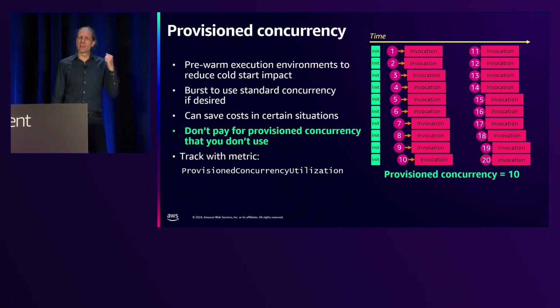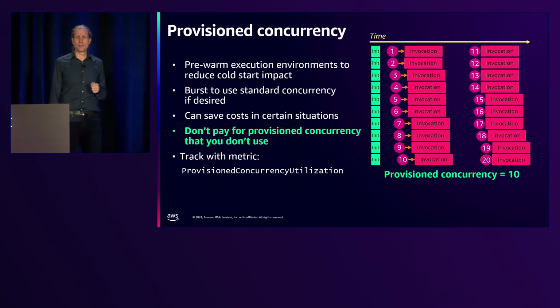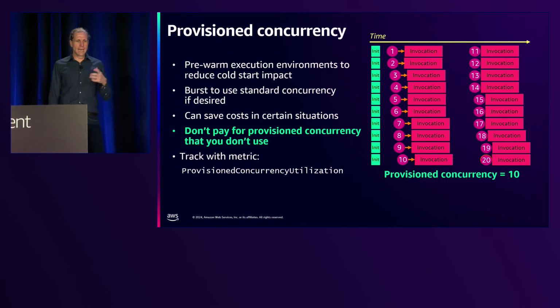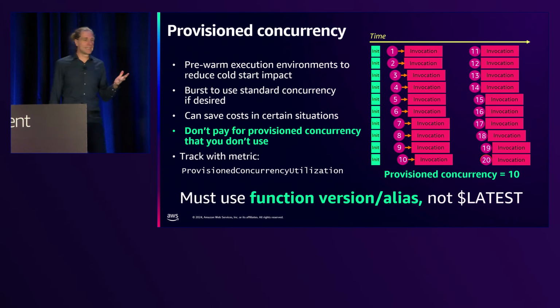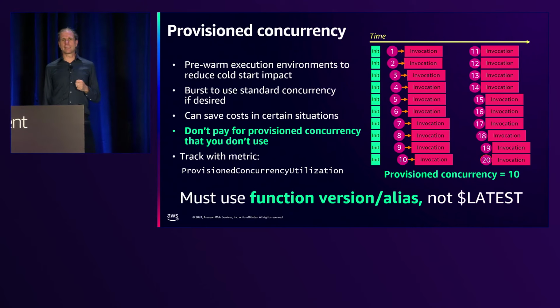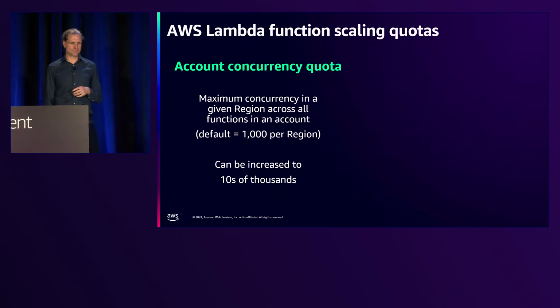Two things to be aware of. Please don't pay for provisioned concurrency you don't use. There is a threshold where it can save you money, but you really don't want to be wasting your money, and you can use a CloudWatch metric to handle that. And then again, you also need to use a function version or alias, not $LATEST. So if you're not seeing the provisioned concurrency you expect, that's something to look at.